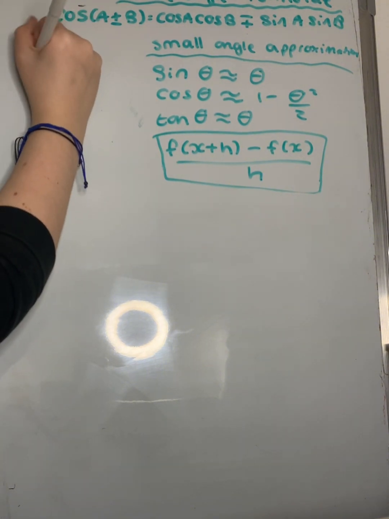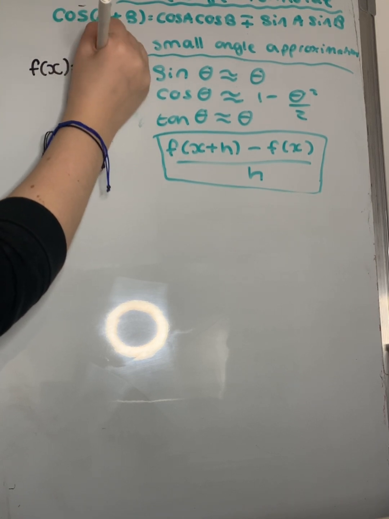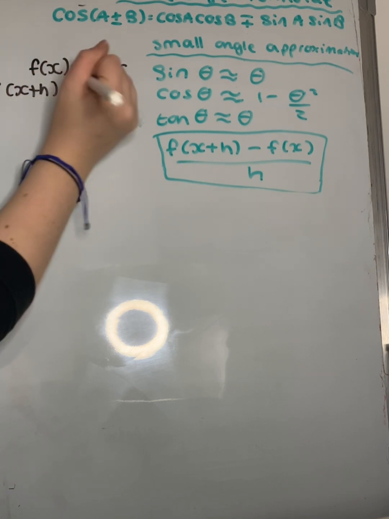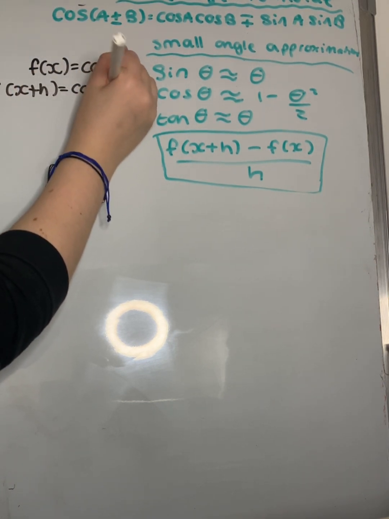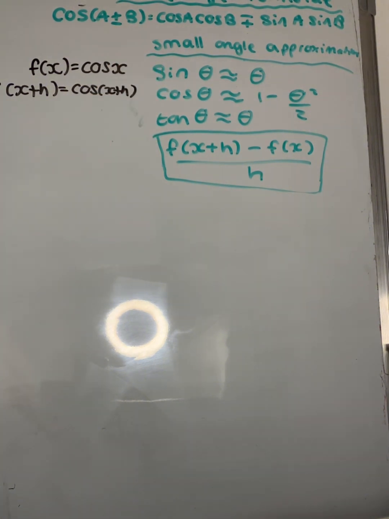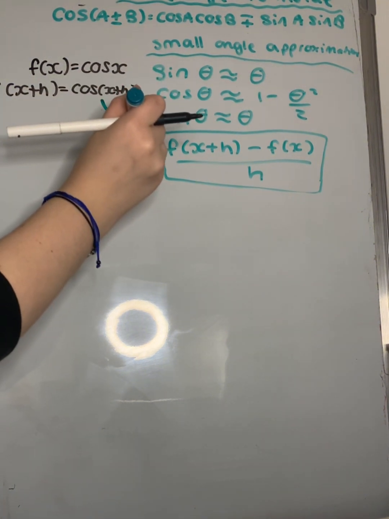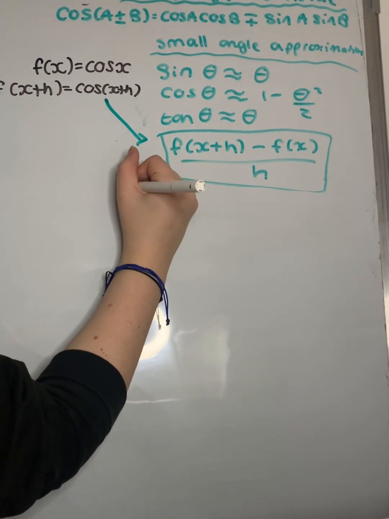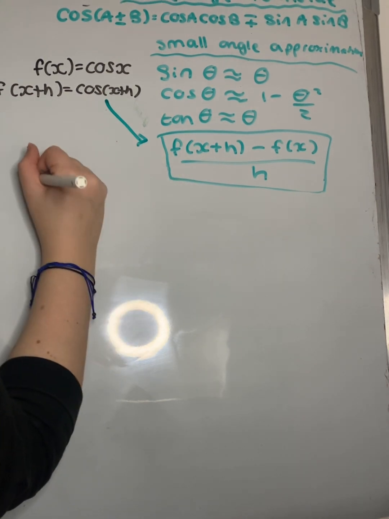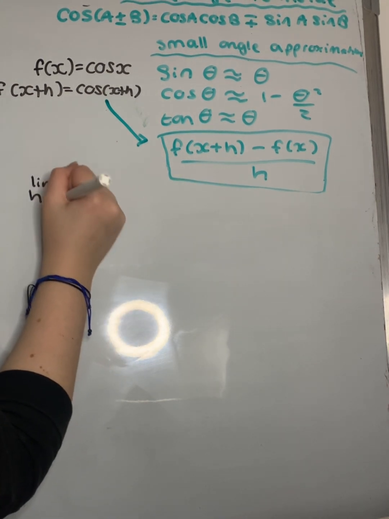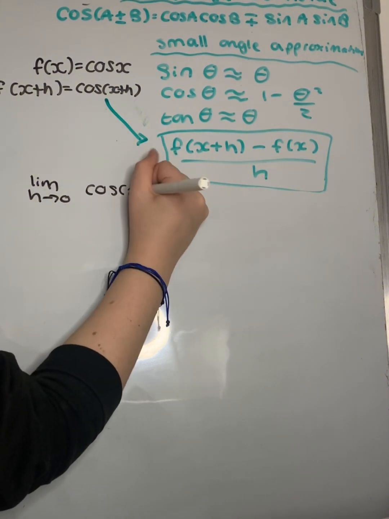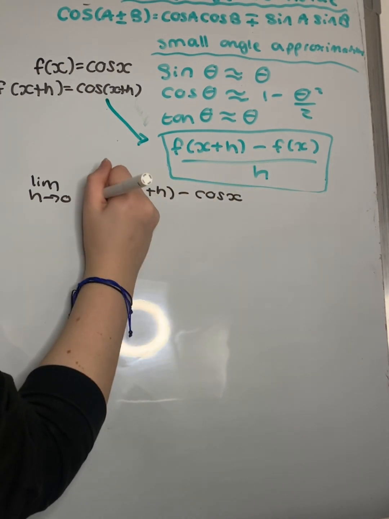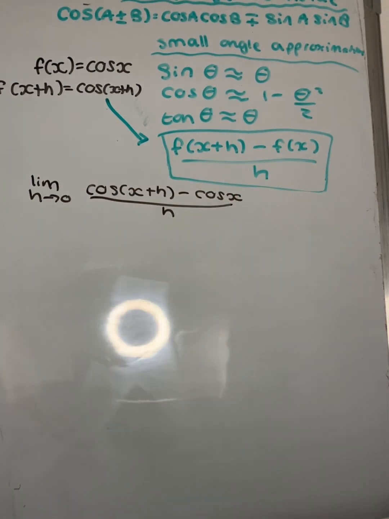I'm going to start by writing what f of x is, and that is simply cos of x because that's what we're differentiating. And then f of x plus h would just be cos of x plus h. Then just sub those two into the basic formula for first principles. Always write your limit h to 0 on the side of each step, just so it's clear to the examiners. And then sub it in, so cos of x plus h minus cos of x all over h.